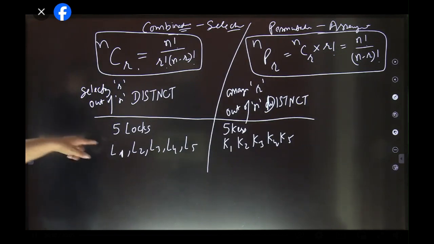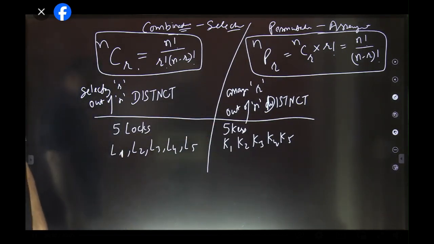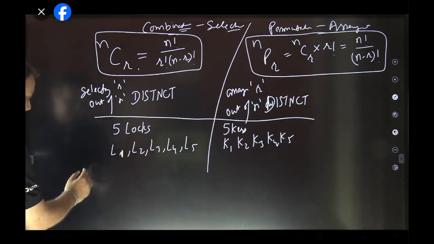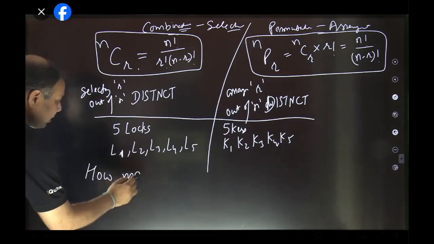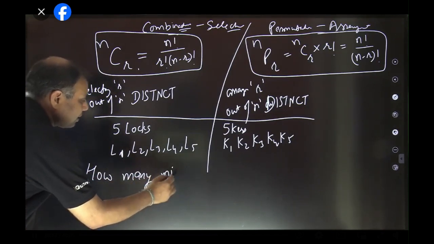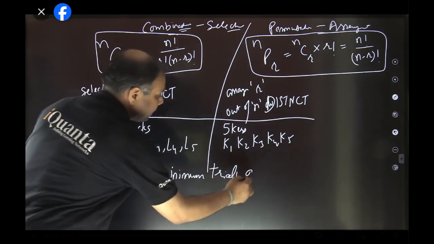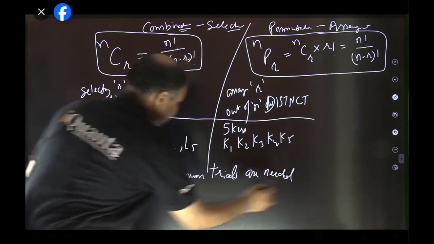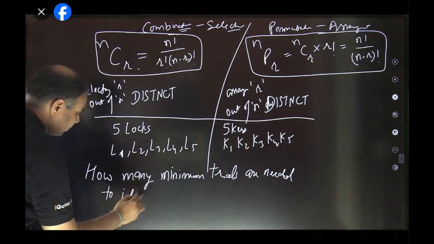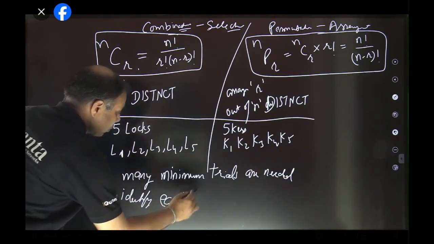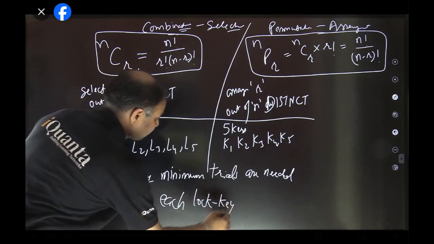First, answer this one. There are 5 logs and 5 keys associated with that. So, question is that how many trials need to be done? How many minimum, least number of trials, are needed to identify each log key pair.